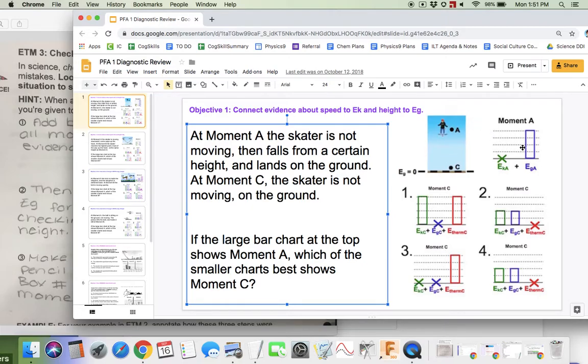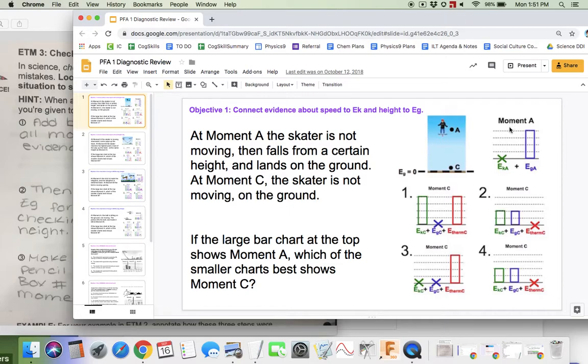The way these questions work, we are given a bar chart for moment A that is correct, and then we have to choose a bar chart from these 4 available options for moment C, as shown in the picture. So an objective 1 question is about, can you connect evidence about speed to EK and height to EG? So let's try that. This moment A says 0 kinetic energy, and he's not moving at moment A.